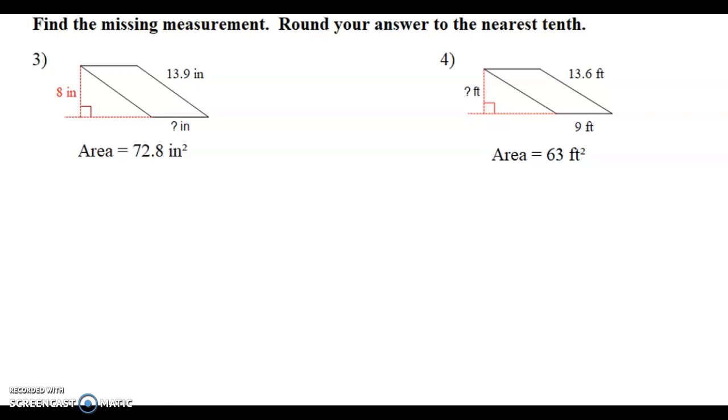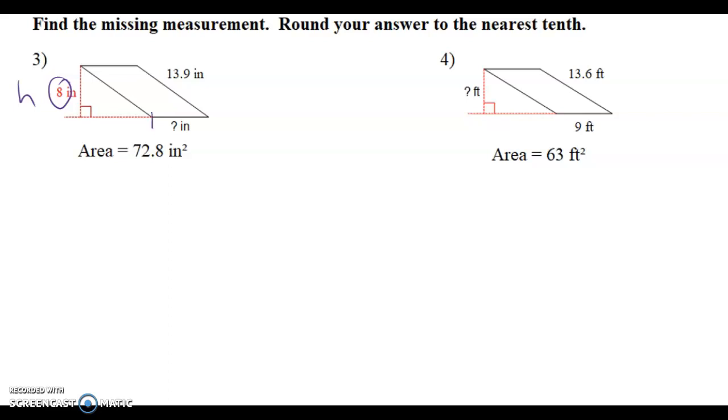So this is a situation where we wanted to find missing measurements. In other words, we have the area given to us, but we don't have one of the pieces. Okay, so if I look at this, my area is 72.8 square inches, and I'm given 13.9 as one of the bases, and 8. This is definitely the height that we would use. That's h. But this value here, this is the unknown.